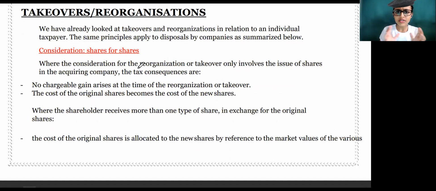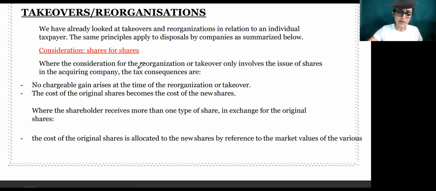Now, takeovers and reorganizations, same like individuals. Now, in the case of share for share consideration, there is mixed consideration. So share for share consideration, what happens? No chargeable gain arises at that particular point of time, but in mixed consideration, yes, it does arise. Now, sometimes after share for share consideration, the company sells off the shares.